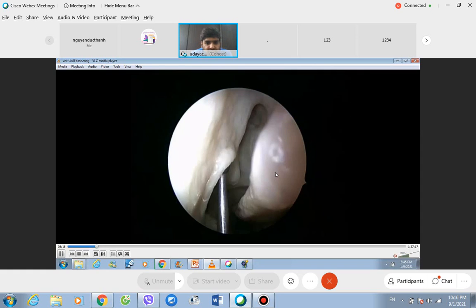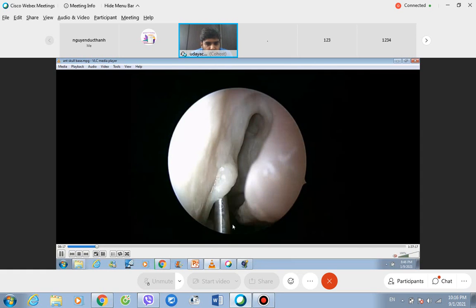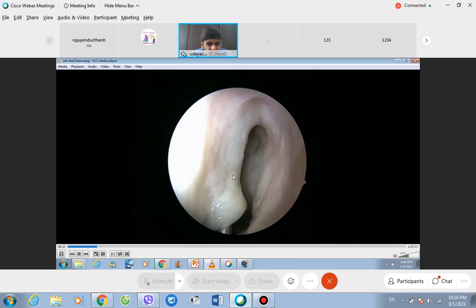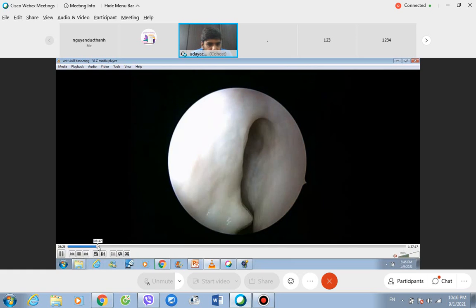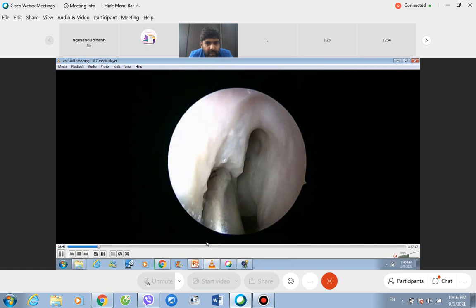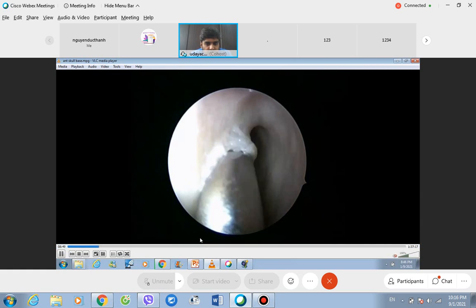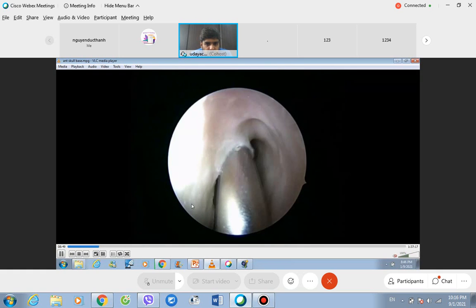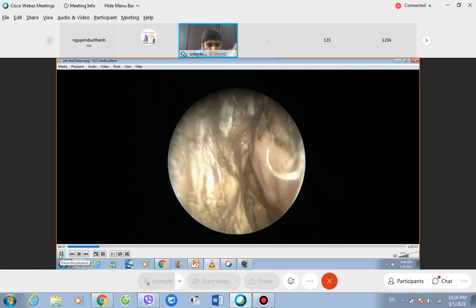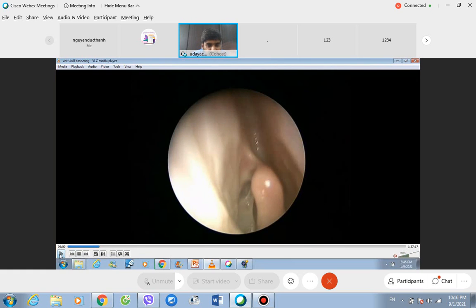And continuously, this is the vertical part. We have already removed the horizontal part, and this is the dissection of the vertical part of the uncinate. Once that vertical part of the uncinate is dissected, remember, we have already discussed the uncinate attaches to the roof, and it decides regarding the drainage of the frontal sinus.